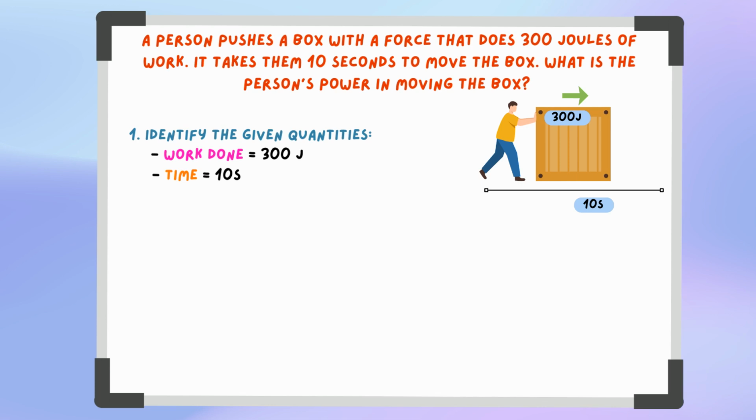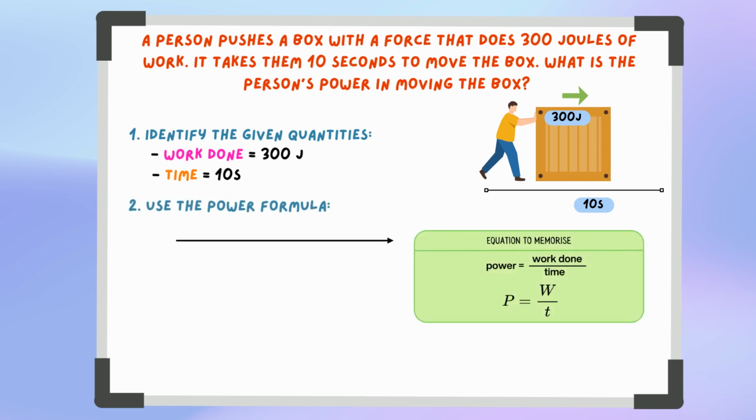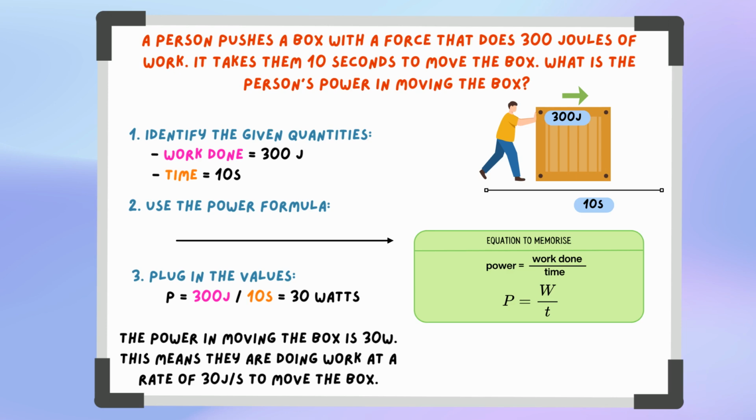To solve this problem, we will use the power formula. Power equals work done over time. Finally, we can plug the given values in. Power equals 300 over 10, which gives 30 watts. So the person's power in moving the box is 30 watts. This means they are doing work at a rate of 30 joules per second to move the box. If we were instead given energy transferred, the process would be very similar.